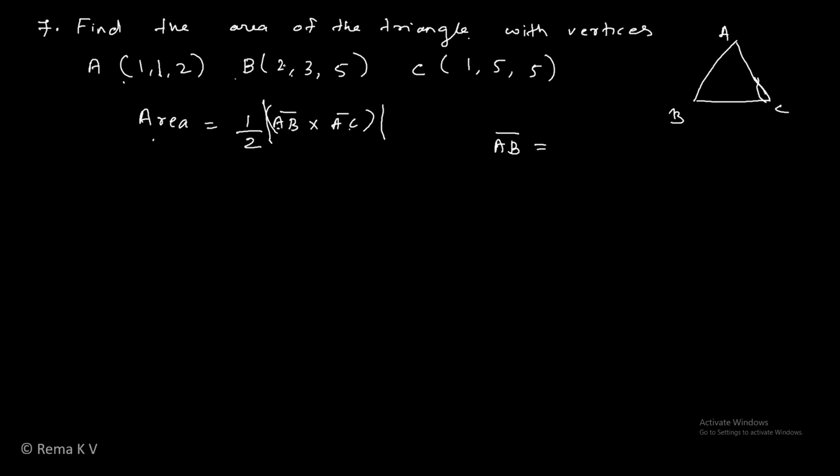Vector AB is (2 minus 1)i plus (3 minus 1)j plus (5 minus 2)k. So i plus 2j plus 3k gives AB. Then AC is equal to (1 minus 1), it becomes 0i, then plus (5 minus 1), 4j, then plus (5 minus 2), 3k. So we got AB and AC.